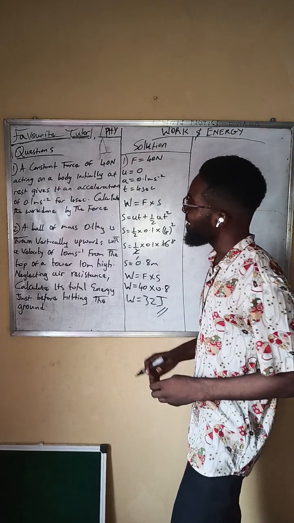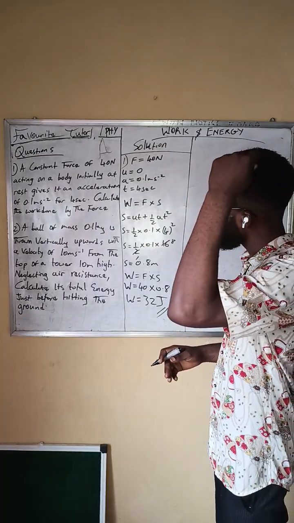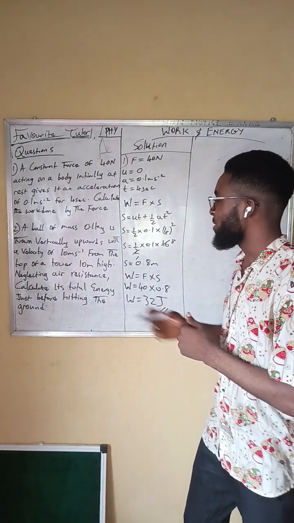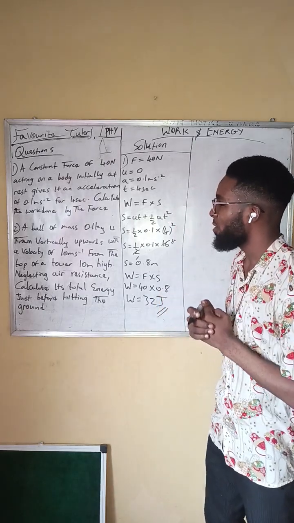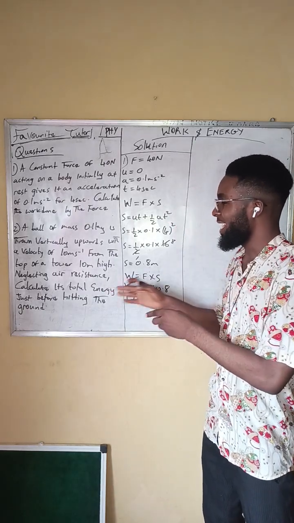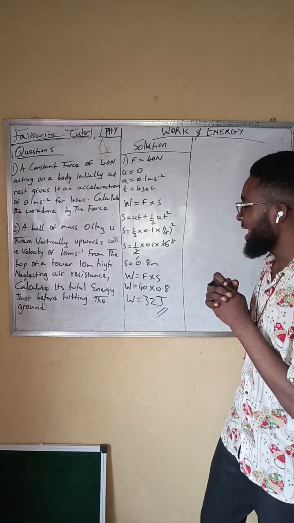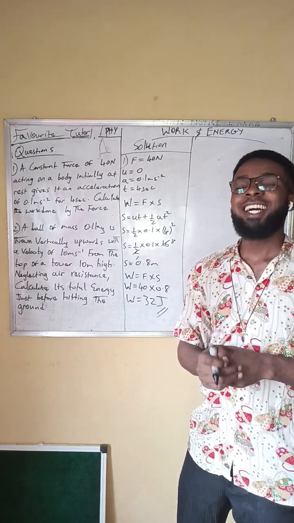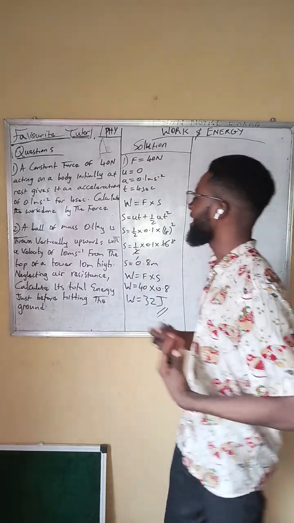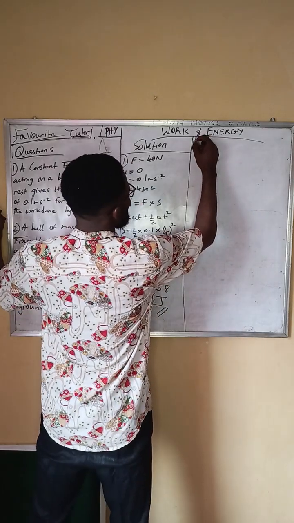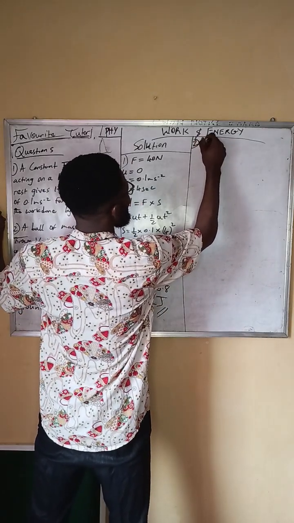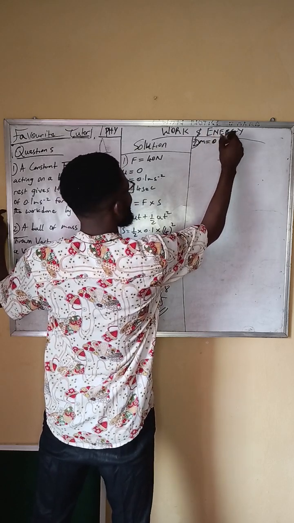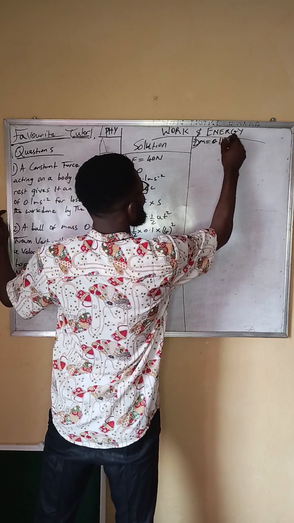Question 2 says a ball of mass 0.1 kg is thrown vertically upward with a velocity of 10 meters per second from the top of a tower 10 meters high, neglecting air resistance. Calculate its total energy just before hitting the ground. Let's do the same thing. We bring out the parameters. The mass m is equal to 0.1 kg.